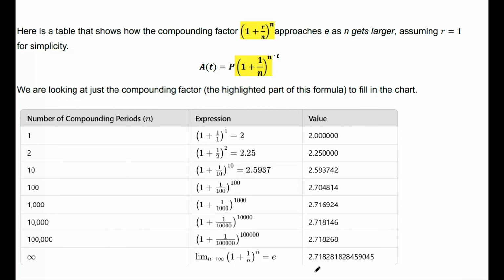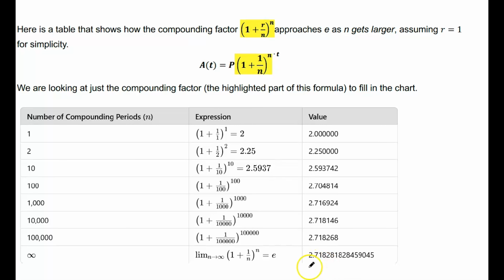2.72. And so as this n goes to infinity, as it gets larger and larger, we're dividing by a really large number, and then we're raising that power to a really large number, it's approaching e. And so we have another formula that we're going to talk about where we're using e in that formula.